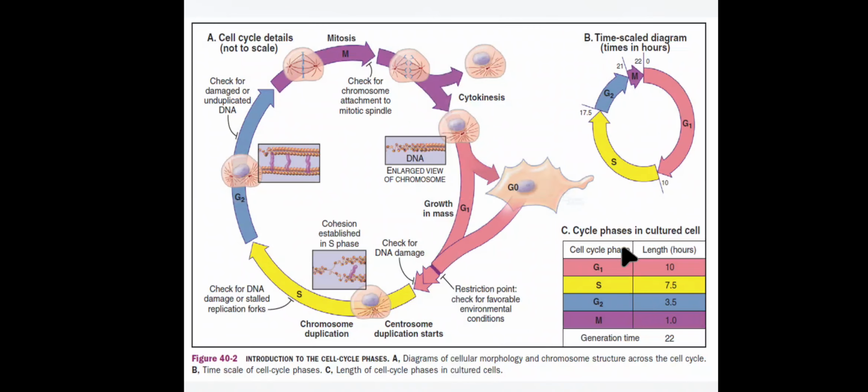So where can you see this cell cycle control system? First we'll discuss G1. In G1, it checks for DNA damage. Is there any DNA damage? And here it checks for DNA damage or stalled replication, same as before. And in G2 phase, it checks for damaged or unduplicated DNA. This is the time scale diagram which has already been discussed.